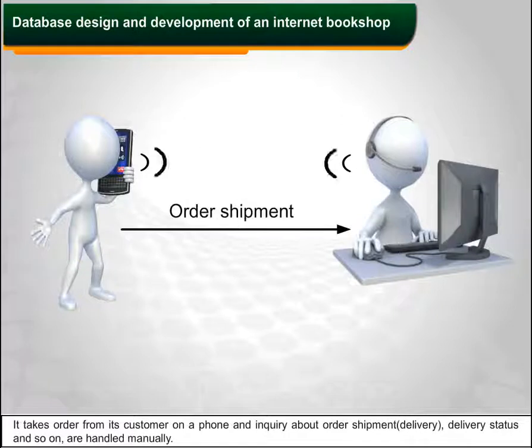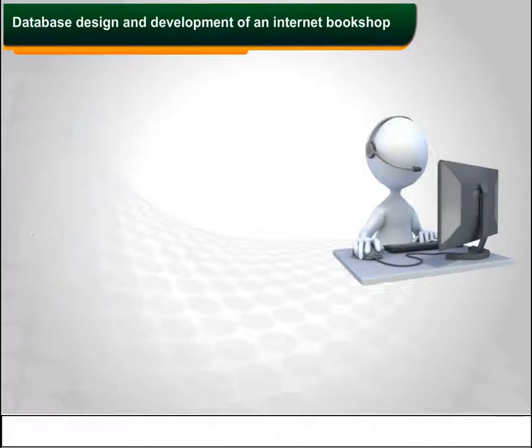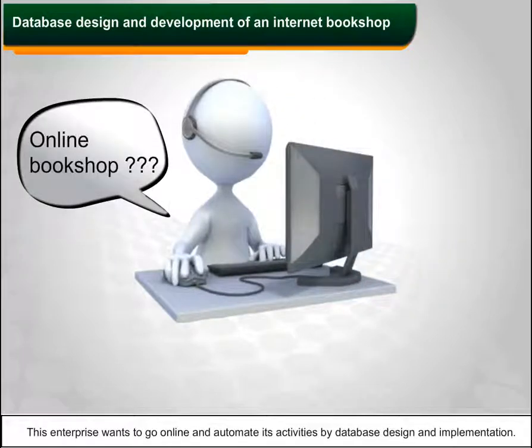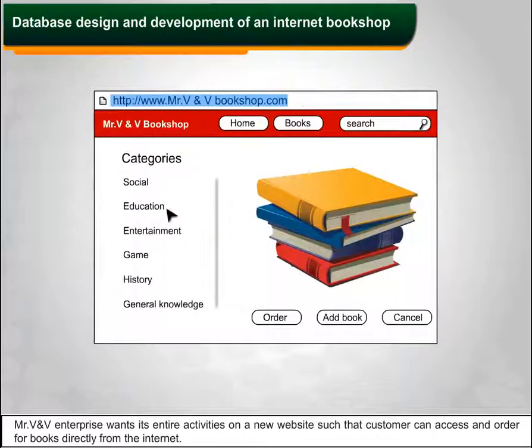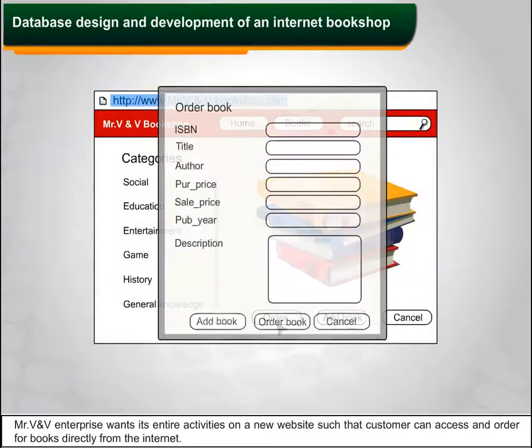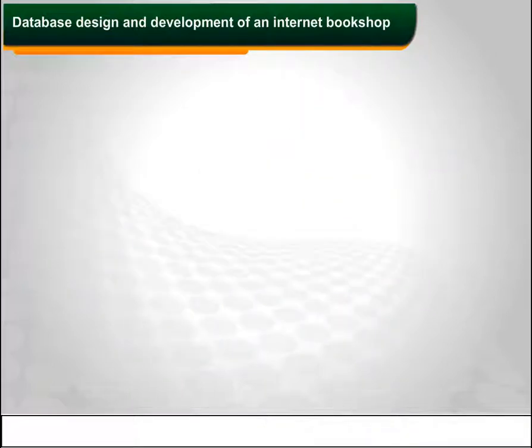It takes orders from its customers on the phone, and inquiries about order shipments, that is delivery, delivery status, and so on, are handled manually. This enterprise wants to go online and automate its activities by database design and implementation. Mr. V and V Enterprise wants its entire activities on a new website such that customers can access and order books directly from the internet.